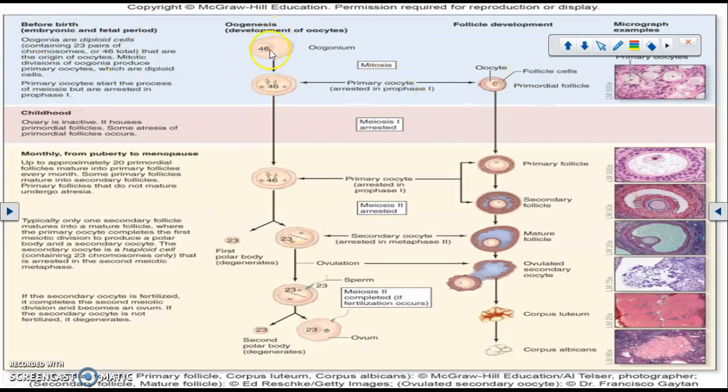Out of the 6 to 7 million eggs that you have, you're probably born with 1 million eggs, because eggs get destroyed or degraded as time goes on. That process in which viable eggs are destroyed, or removed from circulation, is called atresia. By the time you hit puberty, you're left with only 300,000 eggs.